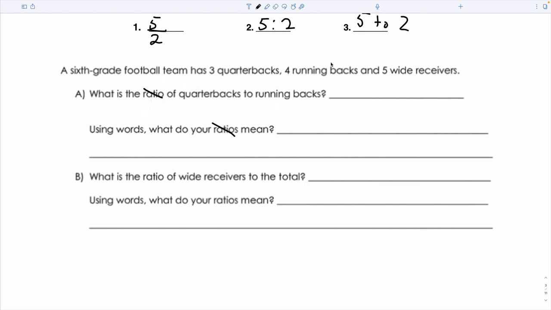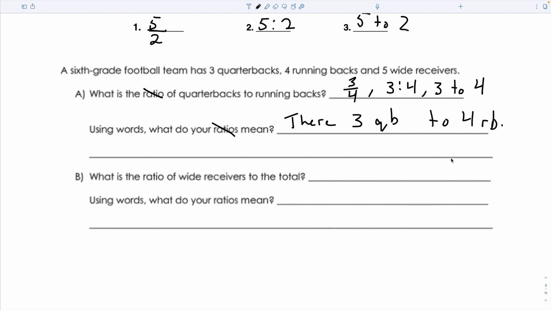So what's the ratio of quarterbacks to running backs? You would put 3 to 4. 3 to 4 is the ratio of quarterbacks to running backs. You could also list it as 3 colon 4. You could also say 3 to 4. In words, you would put there are 3 quarterbacks, I'll abbreviate it to QB, to 4 running backs, I'll just do RB. There are 3 quarterbacks to 4 running backs.